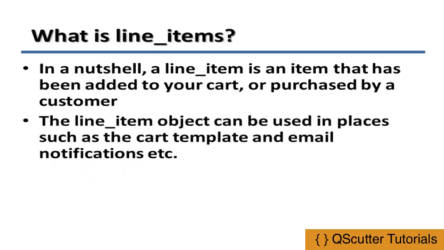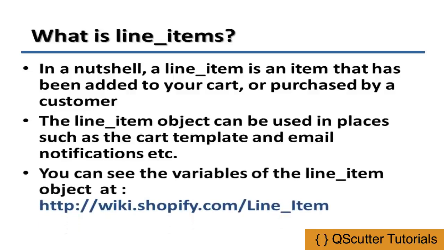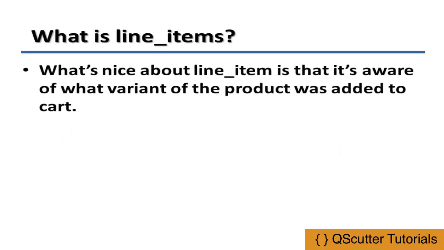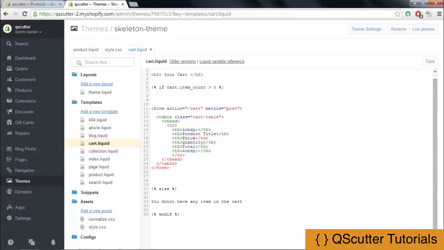The line_item object can be used in places such as the cart template and email notifications. You can see the variables of the line_item object at wiki.shopify.com/line_item. What's nice about line_item is that it's aware of what variant of the product was added to the cart. So this is a brief introduction to line_item.